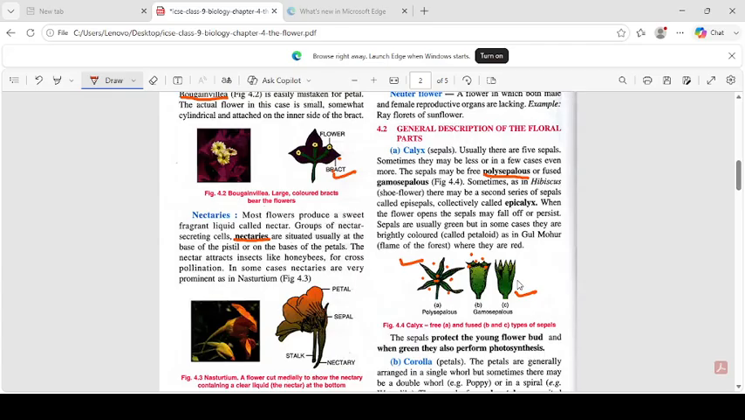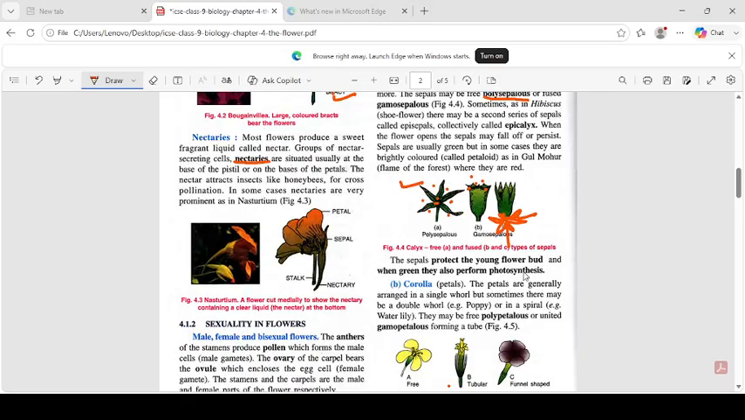Next, sometimes an additional whorl is present in case of China rose. Suppose this is the sepals of the China rose. So outside the sepal, an additional whorl of green color is present, and this additional whorl is called as epicalyx. This epicalyx is an additional whorl of calyx present outside the calyx. It should be 5 to 7 in number, and it consists of episepals as unit. Because it is green in color, obviously it performs photosynthesis.